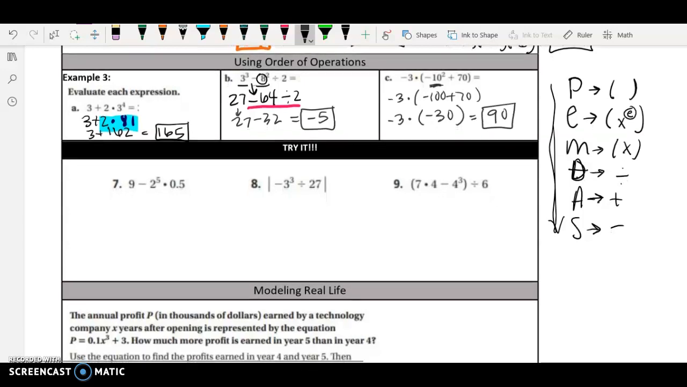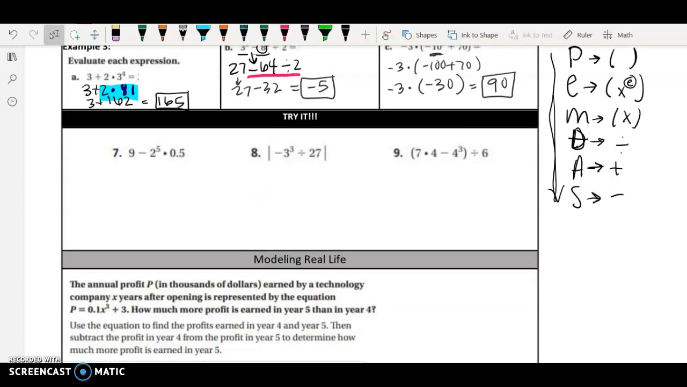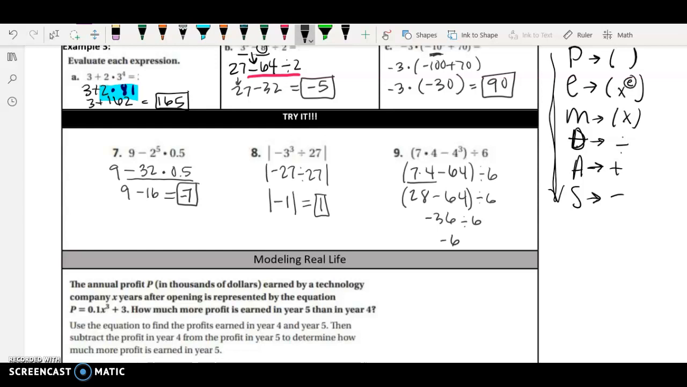All right, so you're going to try these on your own, and then you're going to check your answers with mine. All right, so exponent first, so that turns into a negative 32. So we have 9 minus 32 times 1/2. So now we're going to do half of 32, which is 16. And so we have 9 minus 16 is negative 7.